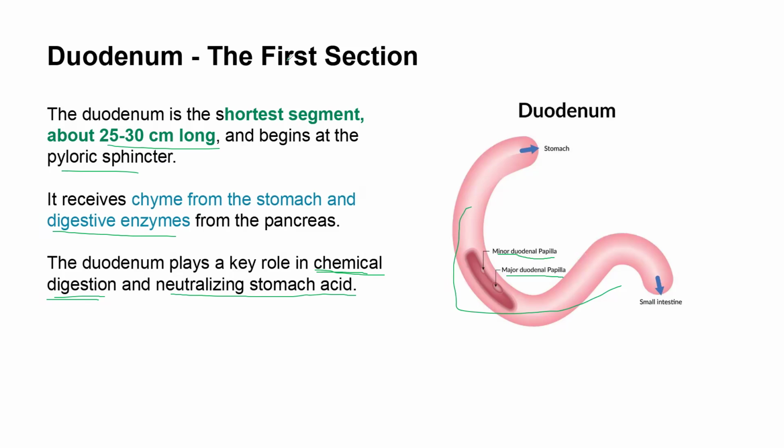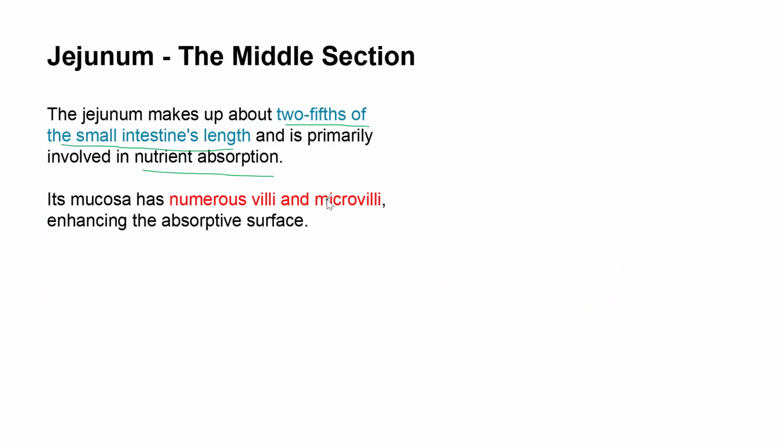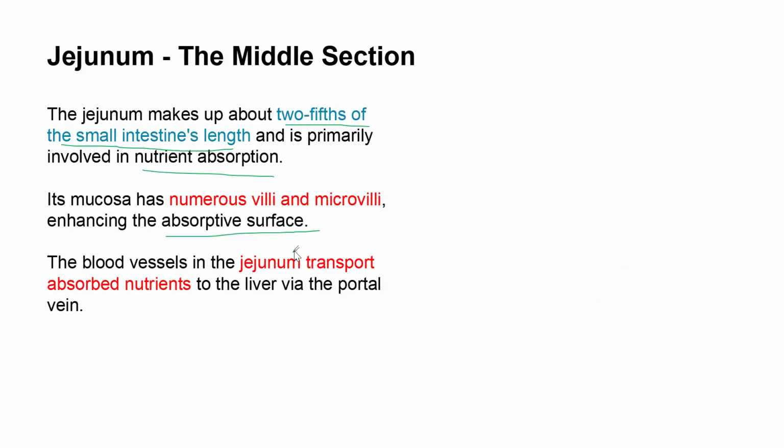Okay, and then apart from the duodenum, the next thing is the jejunum, which is very important in nutrient absorption. Its mucosa contains numerous villi and microvilli, responsible for enhancing the absorptive surface. So it helps in increasing the surface area for the absorption of food substances.